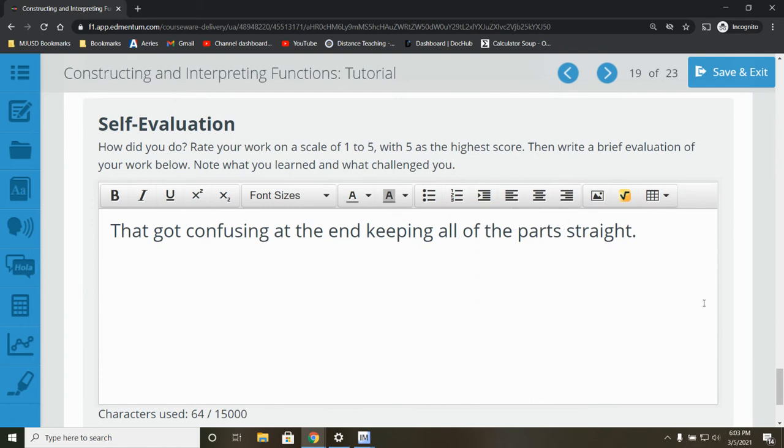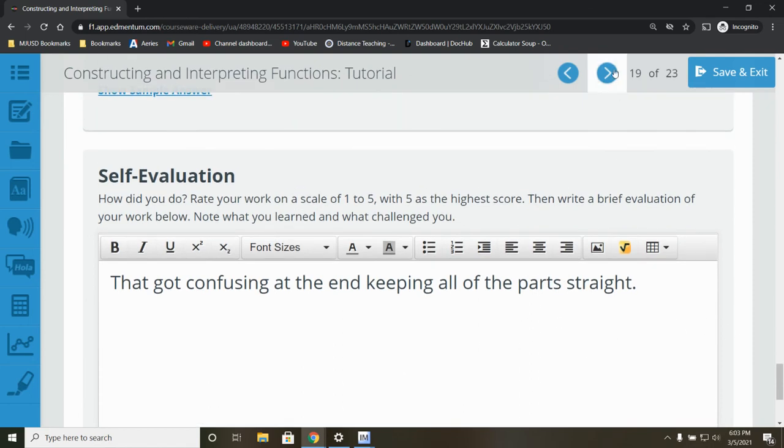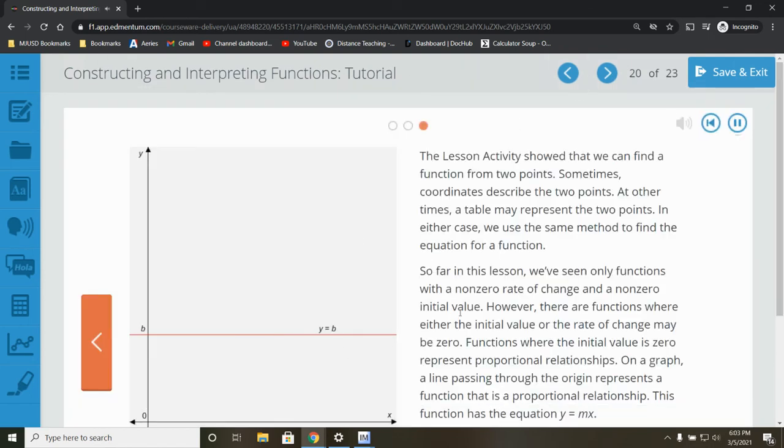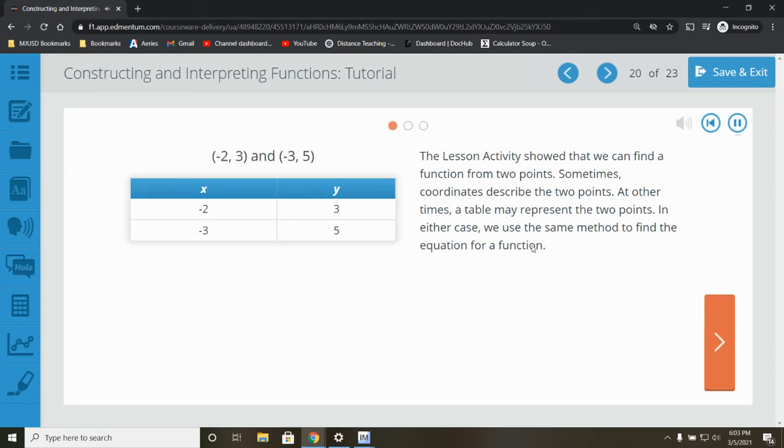Self-evaluation. That got confusing at the end, keeping all the parts straight. Moving on. The lesson activity showed that we can find a function from 2 points. Sometimes coordinates describe 2 points. At other times, a table may represent the 2 points. In either case, we use the same method to find the equation for a function.